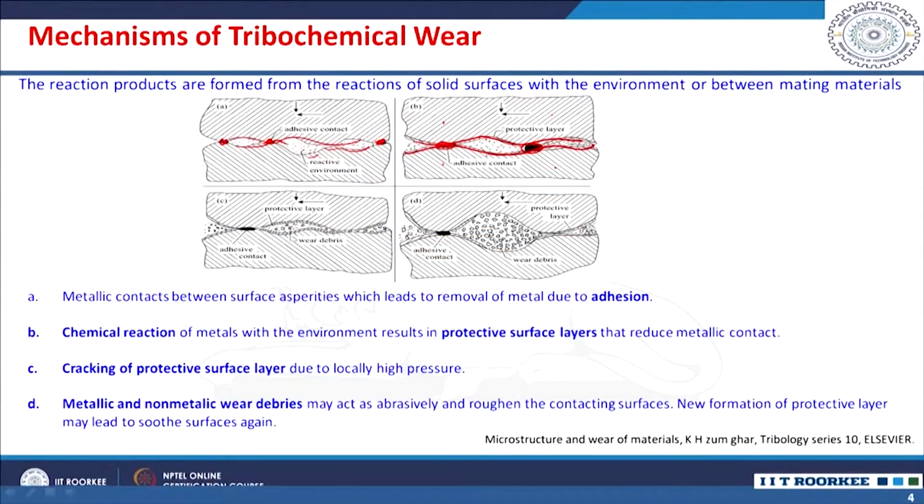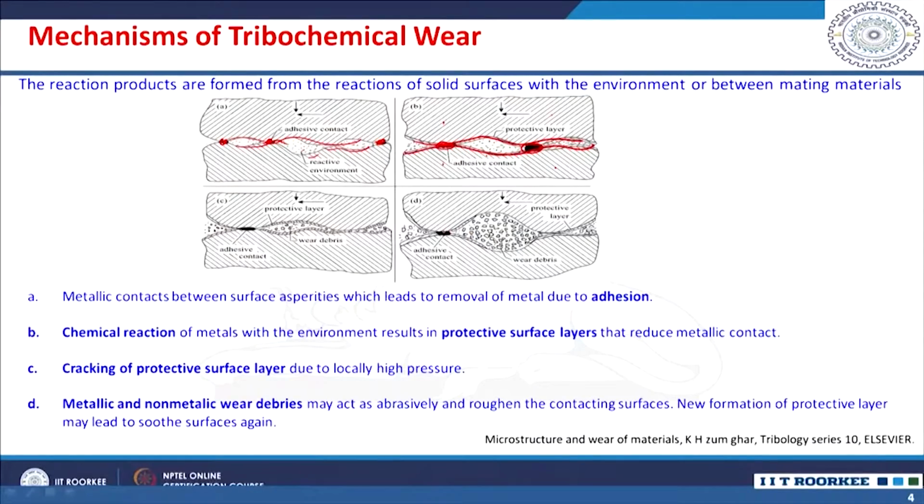The chemical reaction of metals with the environment results in protective surface layers that reduce the metallic contact. So, the metal to metal contact is reduced, but how is the material removed? Material is removed by cracking of this protective surface layer because of the high pressure, and debris forms. The metallic or non-metallic wear debris may act as abrasive particles and roughen the contacting surfaces. The new formation of a protective layer may again smoothen the surface. It is a continuous process.